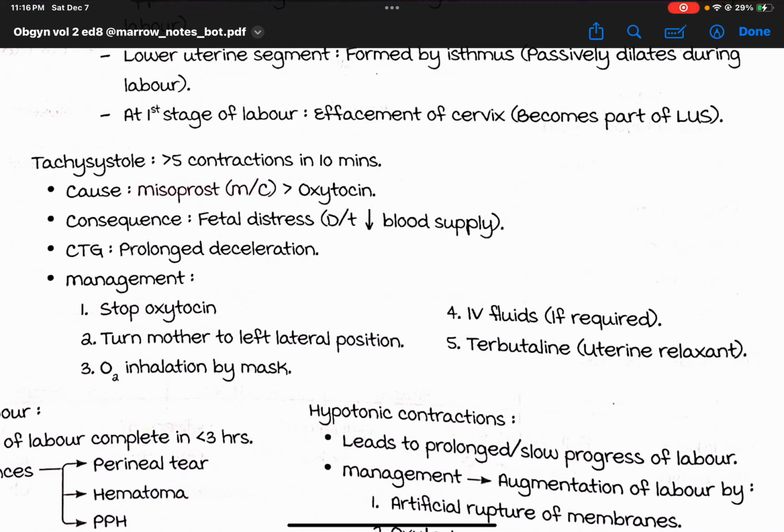Precipitate labor: the entire process of labor completes in less than 3 hours. Consequences: perineal tear, hematoma, postpartum hemorrhage. Hypotonic contractions lead to prolonged, slow progress of labor. Management: augmentation of labor by artificial rupture of membranes, oxytocin.